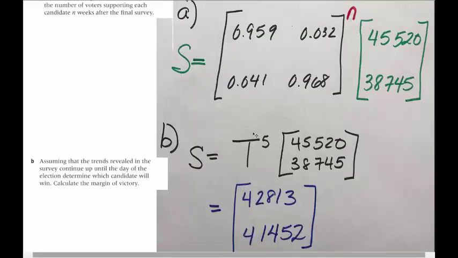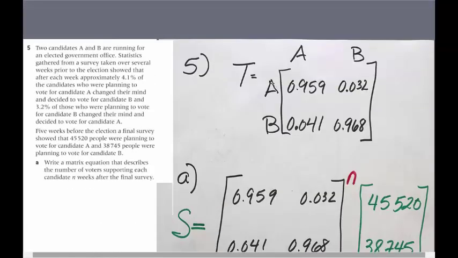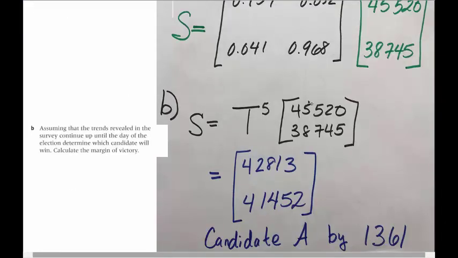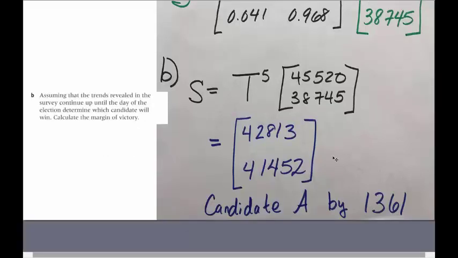And just writing this out, I wrote down, here's our transition matrix T. This is what you should be plugging into your calculator. And so T to the 5th times your original survey information, so the 45,000 and the 38,000. Multiply these two together, and we come up with this answer rounded to the nearest person. And we can see that candidate A should win by a margin of 1,361 votes.